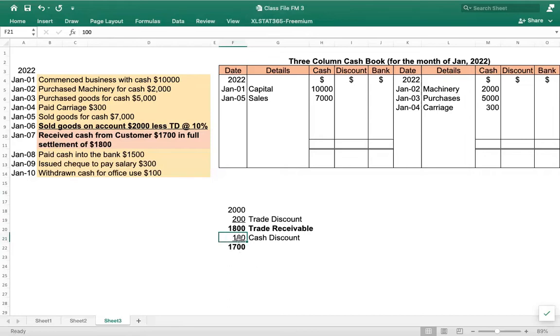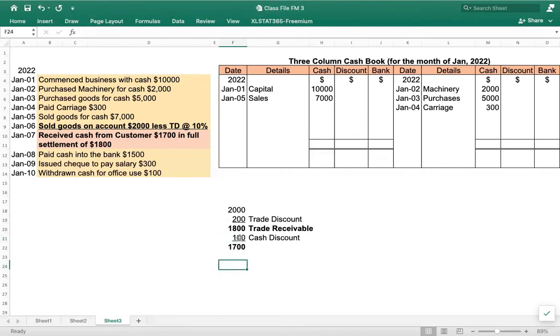So immediately he paid me, and as per my business policy, I offered him $100 now. Reduction, rebate. So now how much is he paying me finally? 1700. So that is the final amount I am getting. So trade discount is to motivate the customer to buy the product, and cash discount is to motivate the customer to pay me on time. Understood the difference? And trade discount we are not going to record, but cash discount we are going to record now.